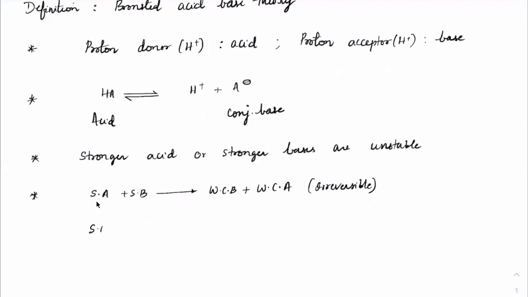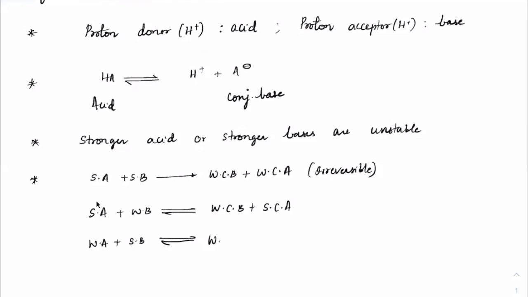While if you take a stronger acid and weaker base, or a weaker acid and stronger base, both would exist in equilibrium, where this will form a weak conjugate base and strong conjugate acid, while this would form a strong conjugate base plus a weak conjugate acid, and they would be reversible. Okay.